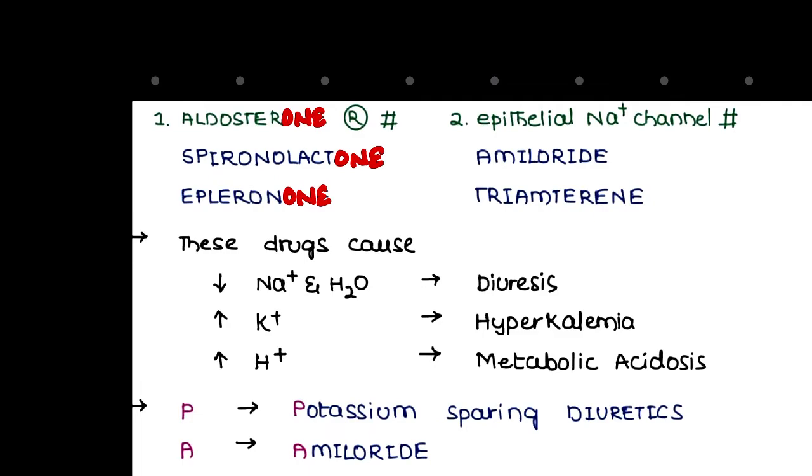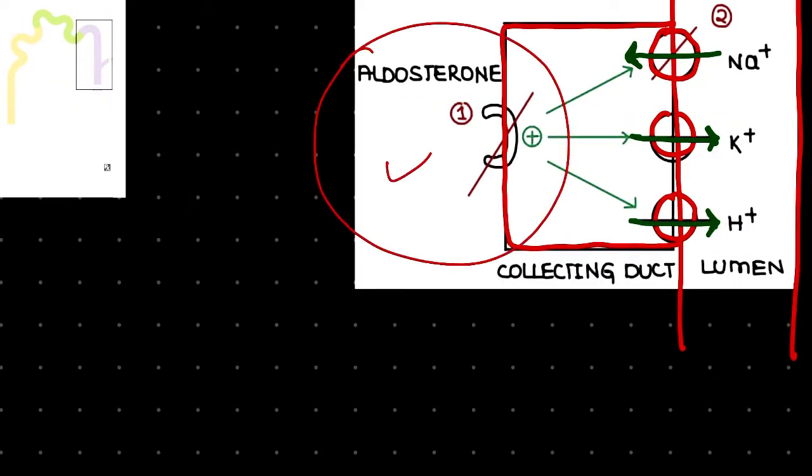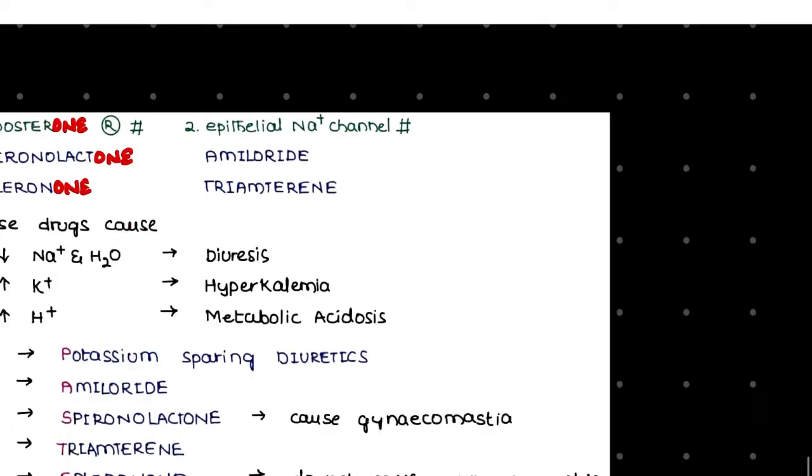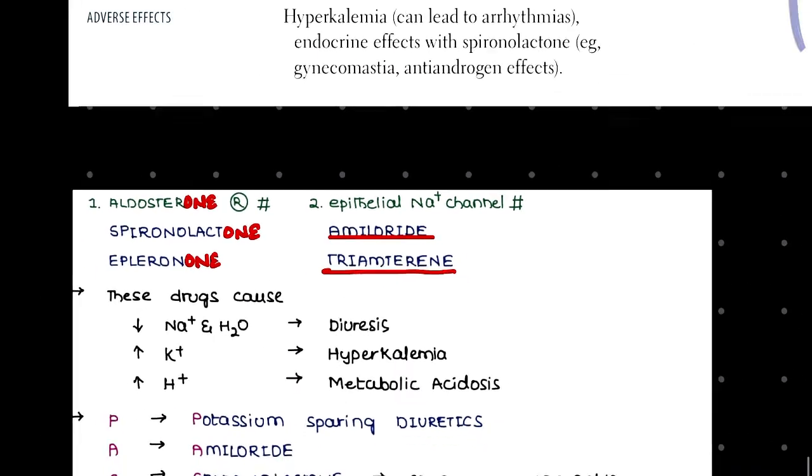These are acting through which process? These are acting by inhibiting this region. Now another thing is the epithelial sodium channel antagonists. These are amiloride and triamterene. So these are the four drugs that we need to memorize.